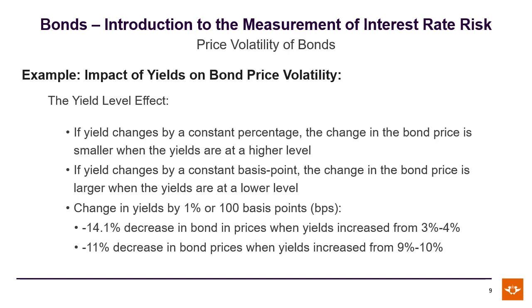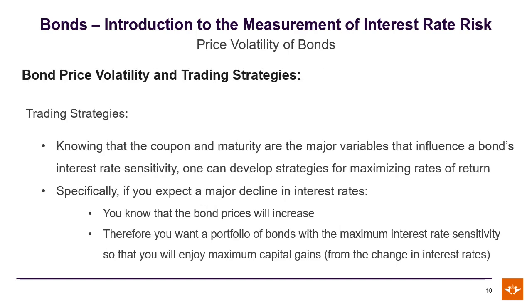The question that will most likely come to mind at this stage is, so what? So what if we know how volatile a bond's price is? So what if we know that coupon and maturity are the major variables that influence bond price volatility? Well, so that you can benefit from a particular strategy.